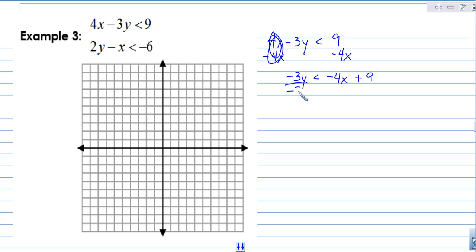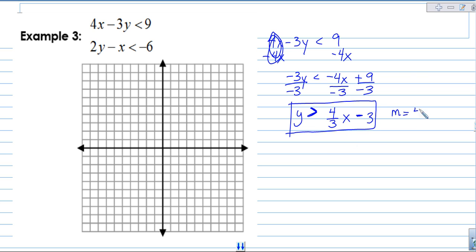We'll divide by -3 to each side. Make sure you remember that when you divide by a negative, you must flip the sign, the inequality. And a negative and a negative make a positive 4 over 3x. And positive and a negative make a -3. Okay? So this is my first equation. It has an m of 4/3 and a b of -3. This means we're going to go up 4 and to the right 3.